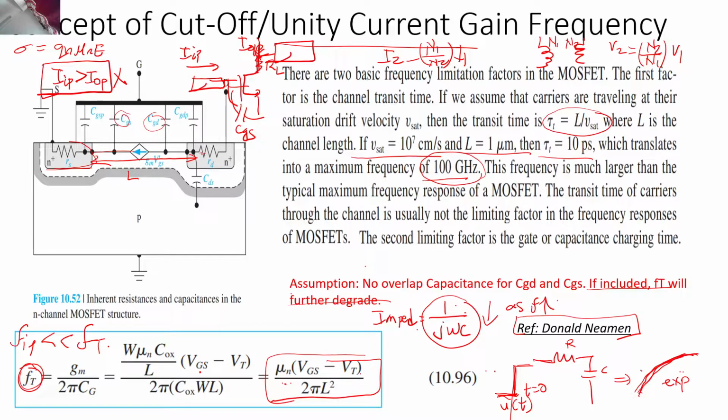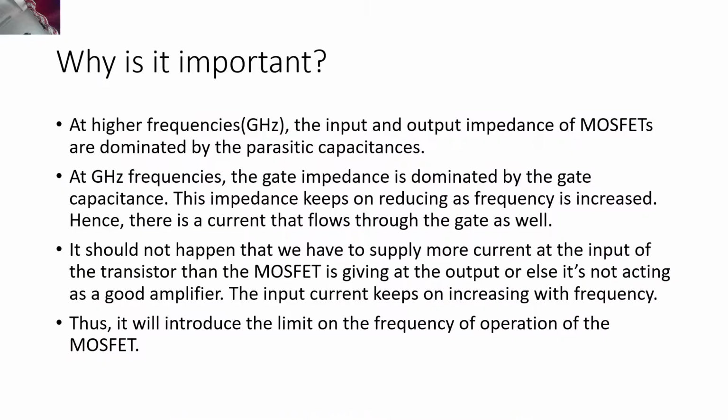If that is happening, then your MOSFET will be operating properly and it will be able to give you a good power gain as well, right? So I hope this concept was clear. Just for now, just remember this formula. After solving one sum, I will explain the significance of this concept.